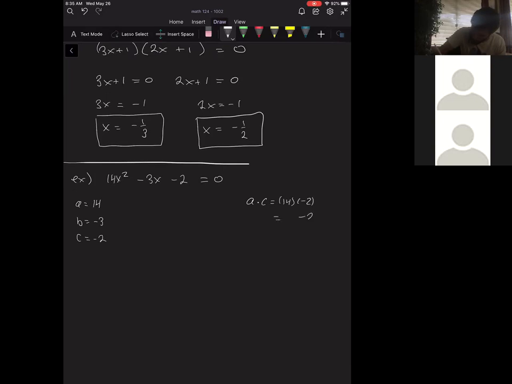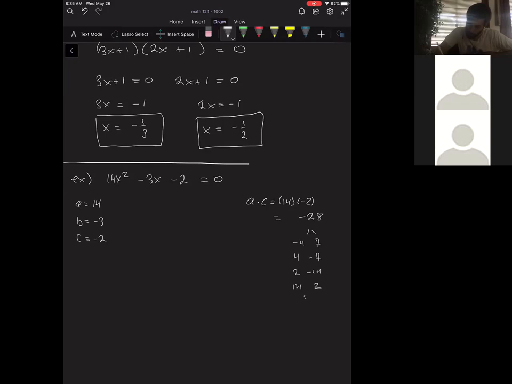That equals minus 28. So first step, let's just think, what are all the numbers that multiply up to minus 28? So we have 4 times minus 7, minus 4 and 7, 2 and minus 14, 14 and minus 2. There might be others, I don't know, but the first one's going to be the one that we need. So we need the numbers that multiply up to minus 28, but add to the middle number, which is B.